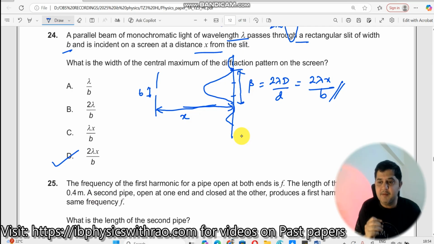See, most of the time we only ask you about angular width. If it is the full angular width, then this should be 2 lambda divided by b. If it is half angular width, then it should be lambda by b. The lambda x by b is of no use. So this is the right answer.